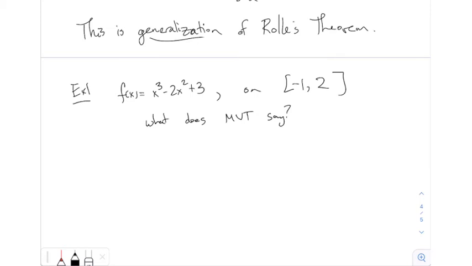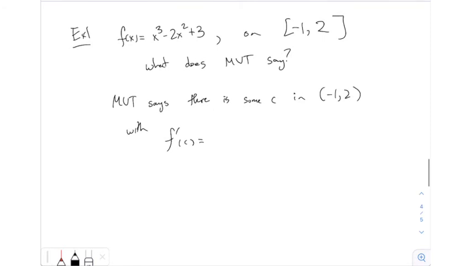Well, it says there exists a point in the middle, inside this interval, between -1 and 2, where the derivative equals something or other. So the mean value theorem says there is some c inside the interval -1 to 2 with f prime of c equals, remember what the theorem said, f of b minus f of a over b minus a. Can we figure out what exactly that is in this example?